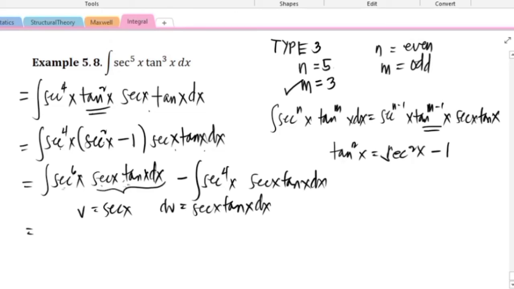So, that would be secant to the 6 plus 1. So, it's secant to the 7th x over 7 minus, so it's n is equal to 4 plus 1, so that's 5, secant to the 5th x over 5 plus c. And this is our answer.